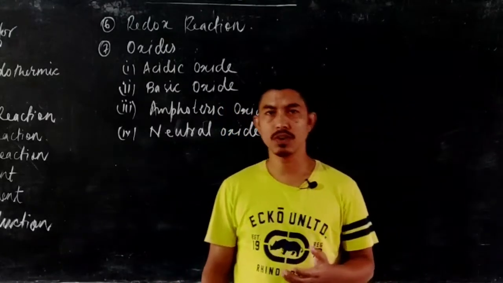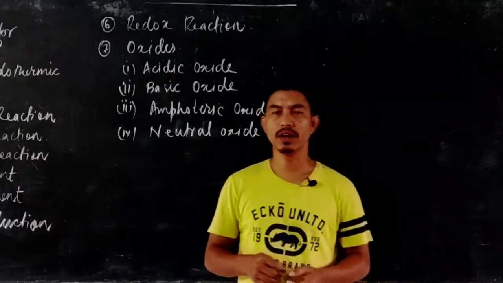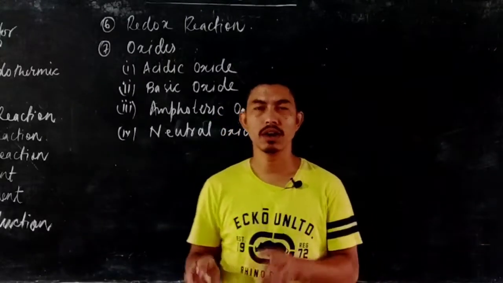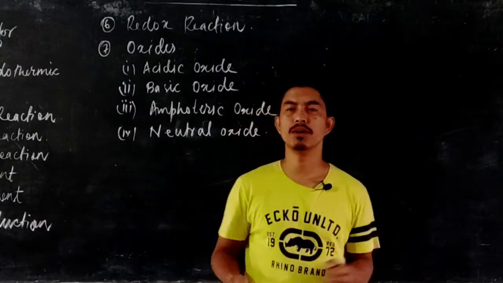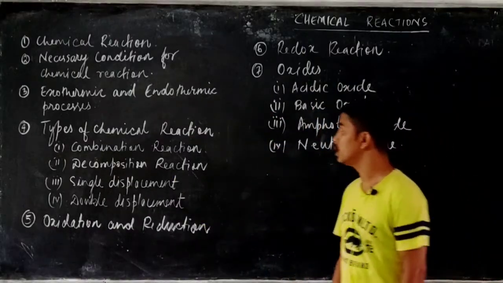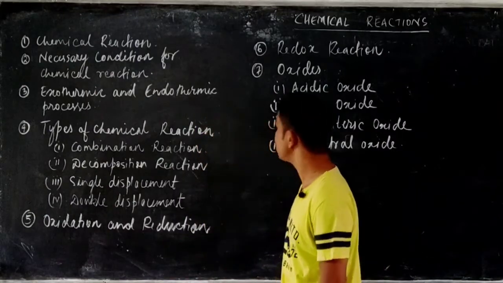The changes which are permanent and irreversible, in which two compounds or elements combine together to completely form a new substance, are known as a chemical reaction. In this chapter we will be dealing with these points which I have written on the blackboard.